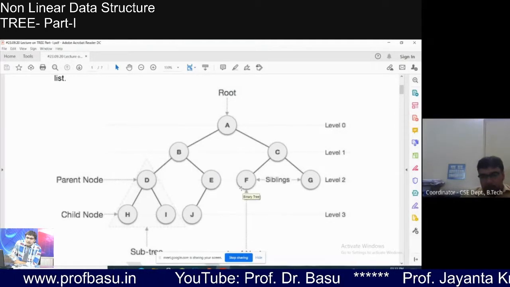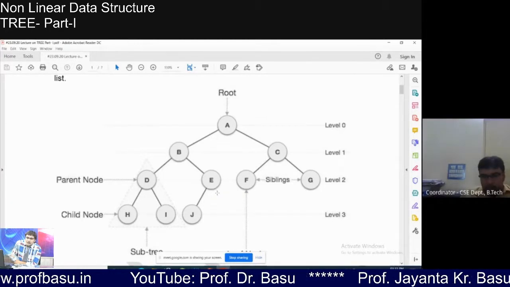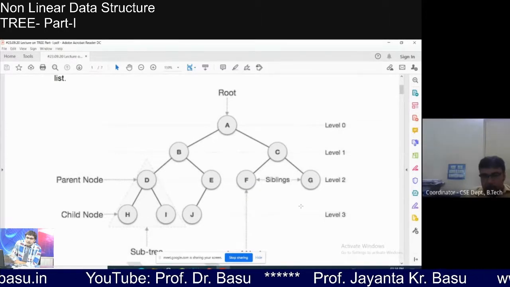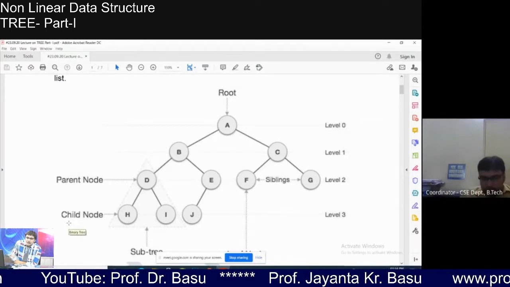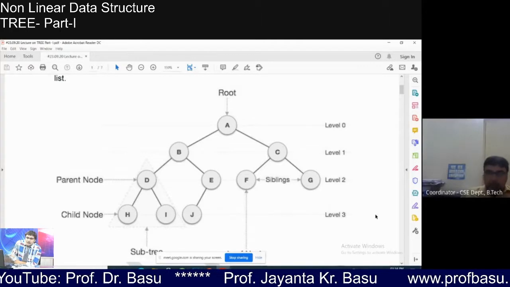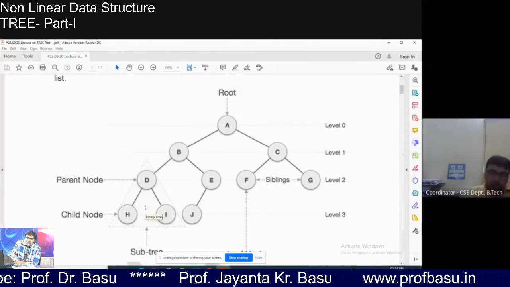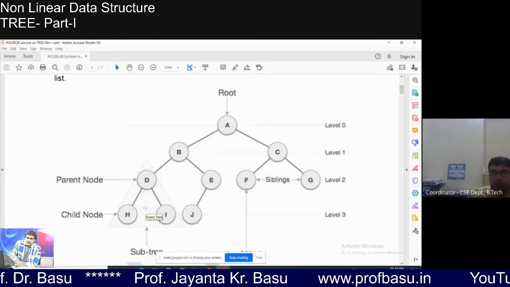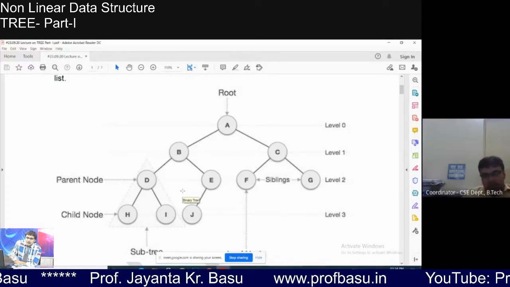Had it been filled, had E got another child, or F got two children, or G got two children, the last level would have been fulfilled and completed, and then it is called a complete binary tree. But it is yet to be completed, that's why it's called an almost complete binary tree. I will give the definitions of all these terms, all these types of tree.